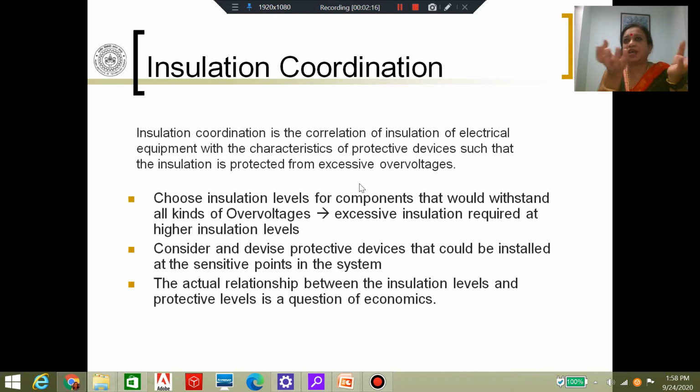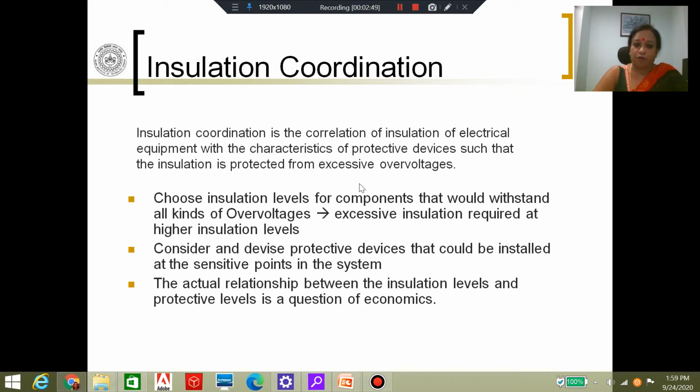And as I keep telling you, insulation is the part of the equipment which you would like to get rid of. You want to minimize it. You don't want more of it. So you want to use less insulation. If you want to use less insulation and not lose out on functionality, then there must be a way of preventing those very high magnitudes of over voltages from appearing across the insulation system. And therefore, we have to look at some protective measures.